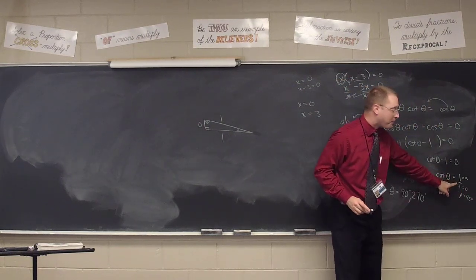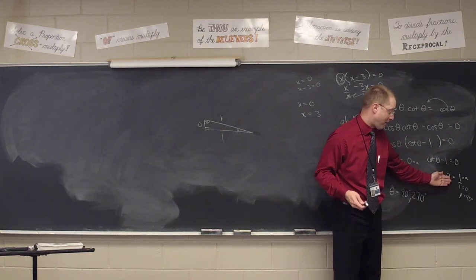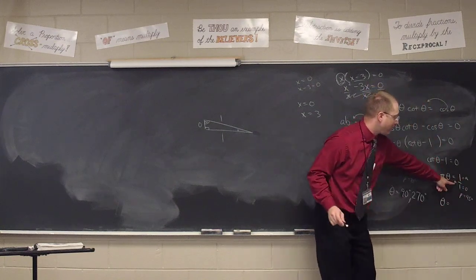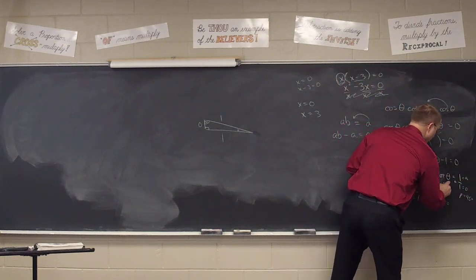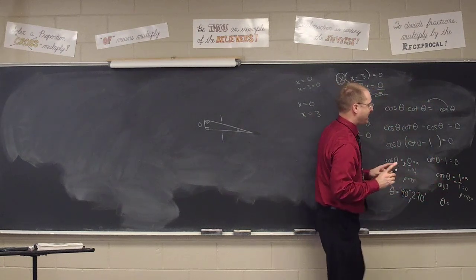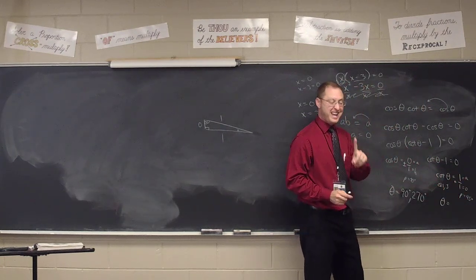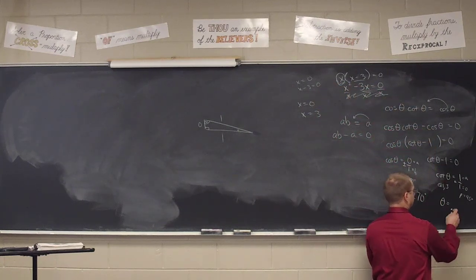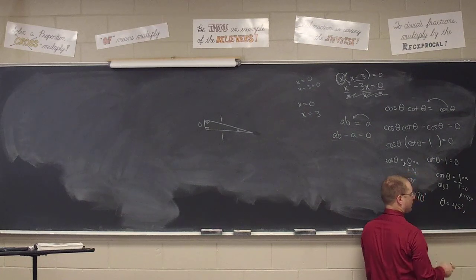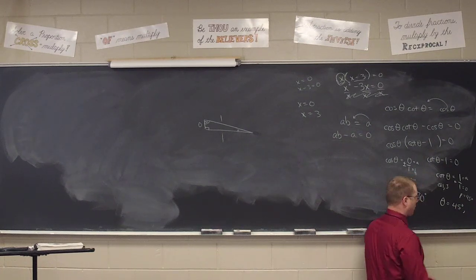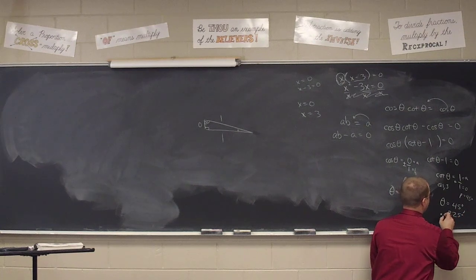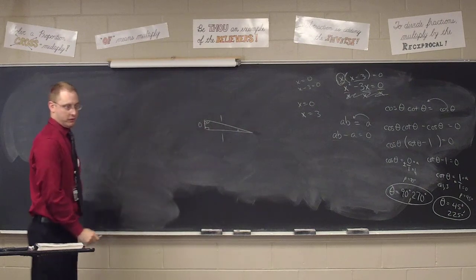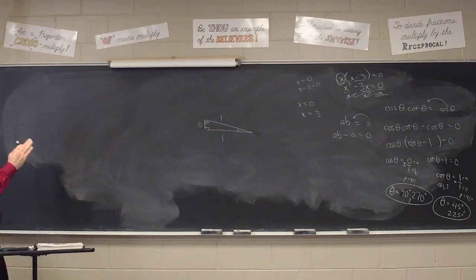But here there's not a positive and negative, is there? There's just a positive. ASTC, when is cotangent positive? Quadrant 1 and quadrant 3. So I need the 45 degree angle that's in quadrant 1 and the 45 degree angle in quadrant 3. What are those two angles? 45 and 180 plus 45 more in quadrant 3, 225. And this time, there are 4 different answers for theta. Questions on that one?